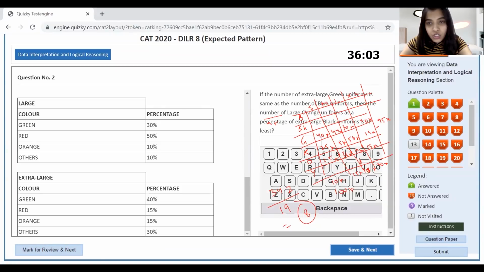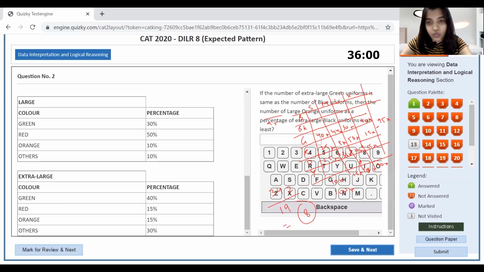If the number of extra large green uniforms is the same as the number of blue uniforms. Extra large green is 40x, which is equal to the number of blue uniforms, which we don't know. Now guys, let's look at the remaining number of uniforms that we have here: 10, 15, 10 and 30. What does this make? 30, 40, 50, 65. So 65x is what they're saying is equal to the number of blue uniforms. So 65x minus 40x is equal to 25x. 25x is the remaining black and yellow colored uniforms.